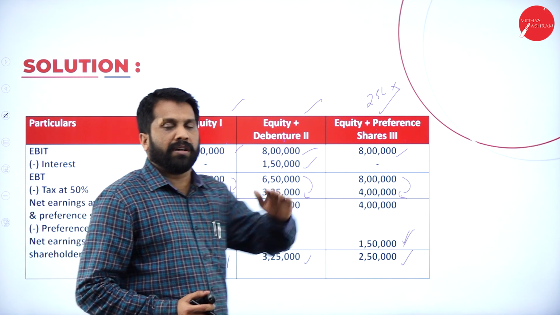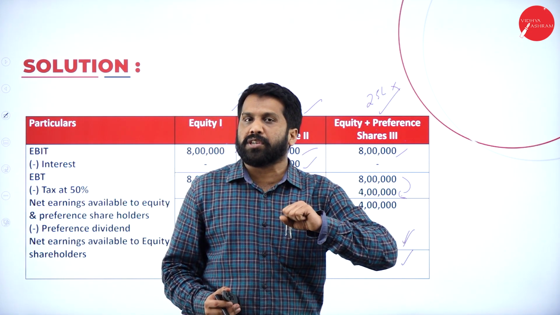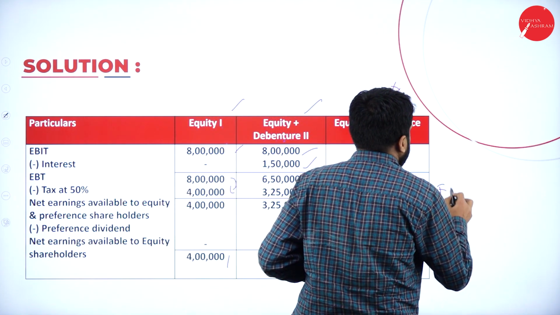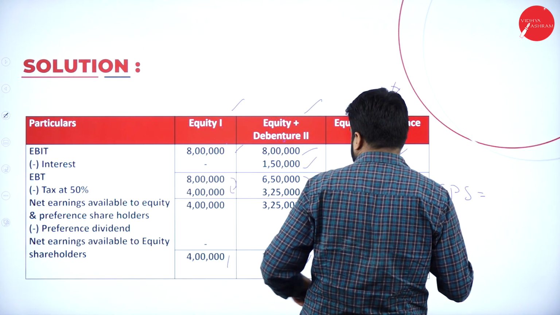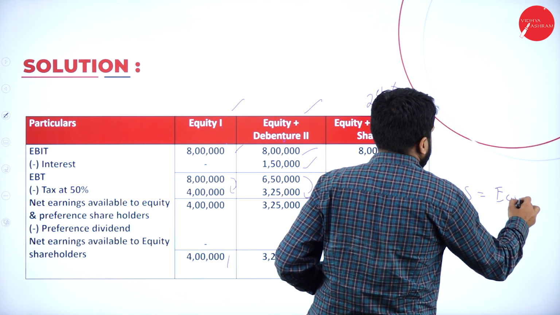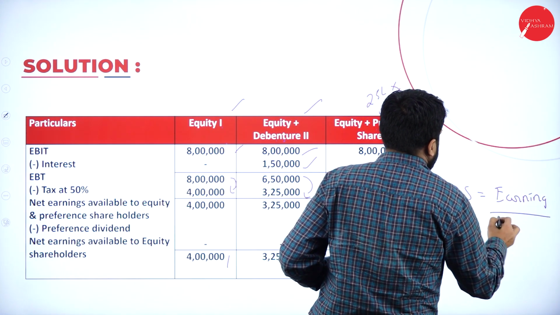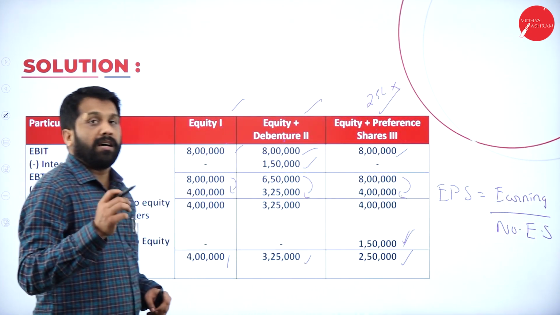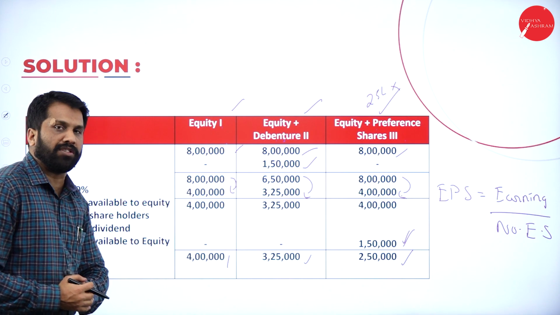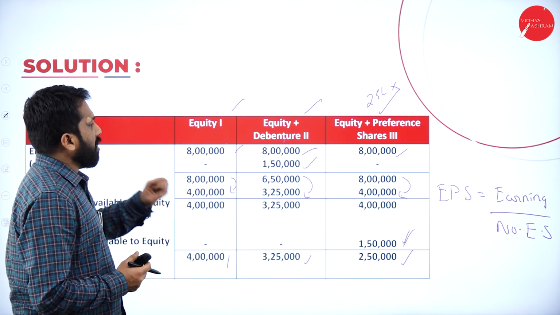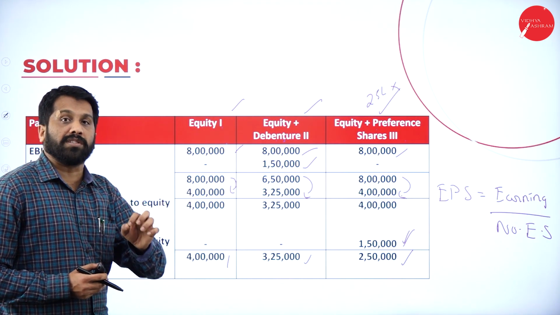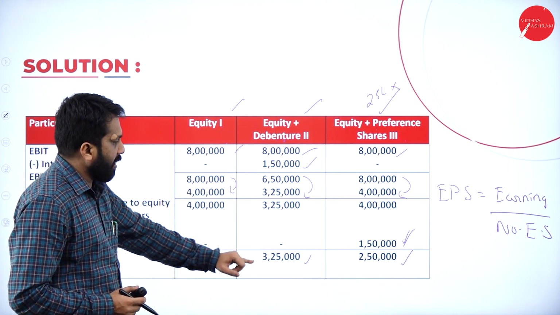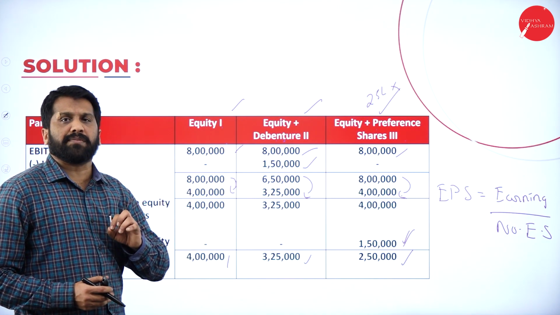For this, what do we have to do? Divide by the number of equity shares, and you will get EPS, earning per share. Your final answer is earnings divided by the number of equity shares. In this, what are your earnings? Your earnings are 4 lakh, 3 lakh 25, and 2 lakh 50. What are the equity shares?